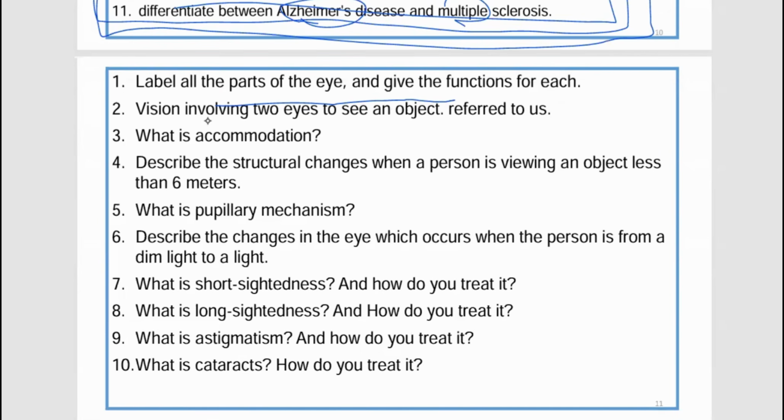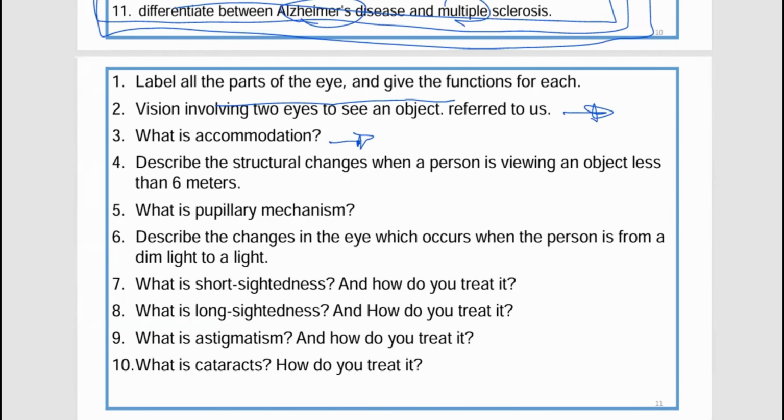Give vision involving 2 eyes. We call this binocular. So we're going to go to that paper and then try to do the labeling of the eye. Then what is accommodation? Accommodation is the ability of the eye to see near and far objects. So I will come back to that.